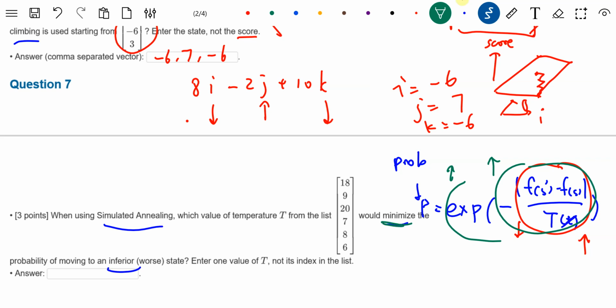So here we want to minimize the probability, so we want a T that's as small as possible, because if we decrease T, the fraction will increase, and with the minus sign, the whole thing will decrease, and when we exponentiate it, the whole thing will decrease as well. So assuming the formula here is correct, we should choose a T that's as small as possible, which here would be 6.